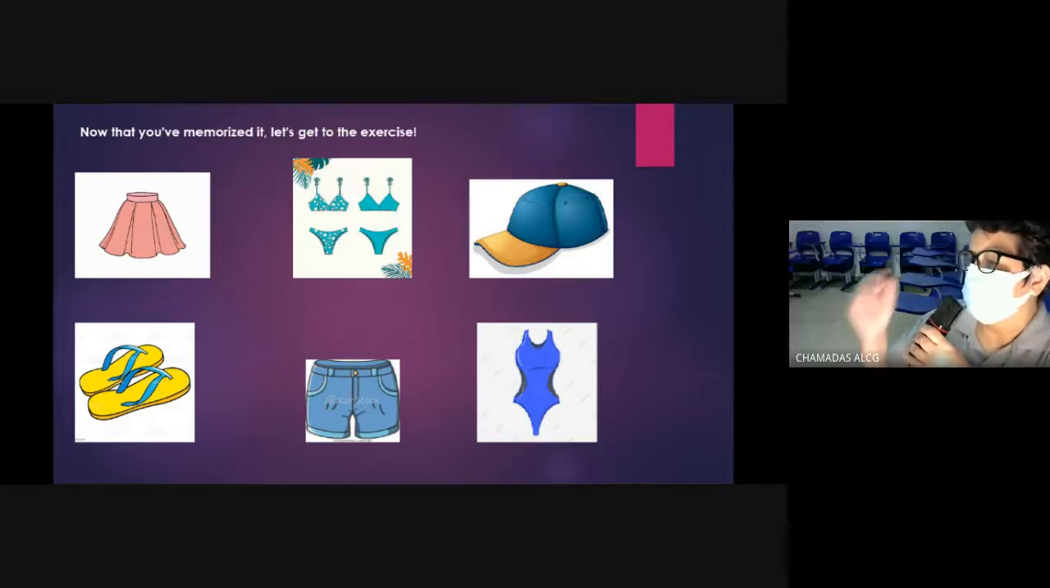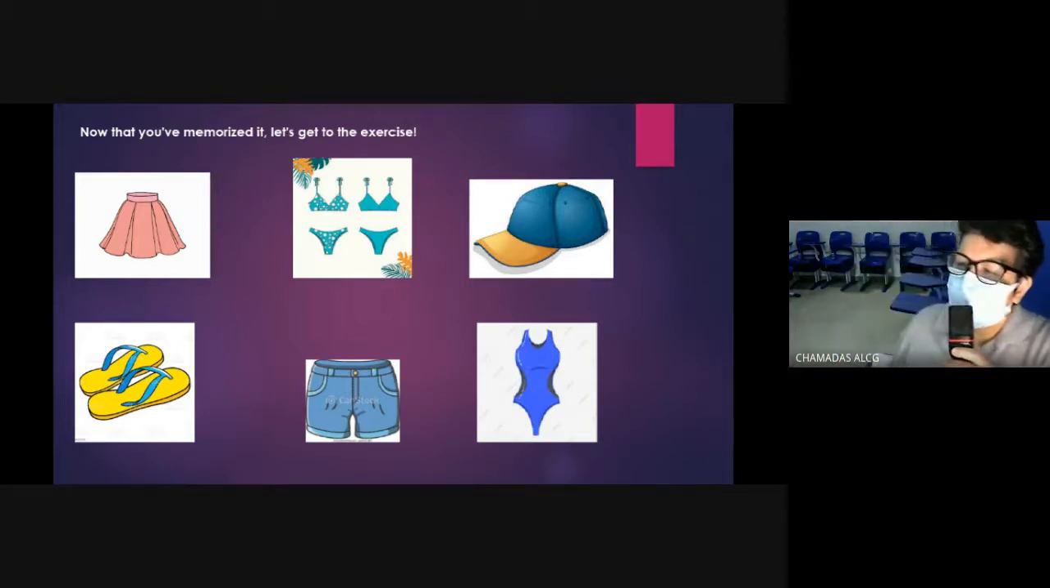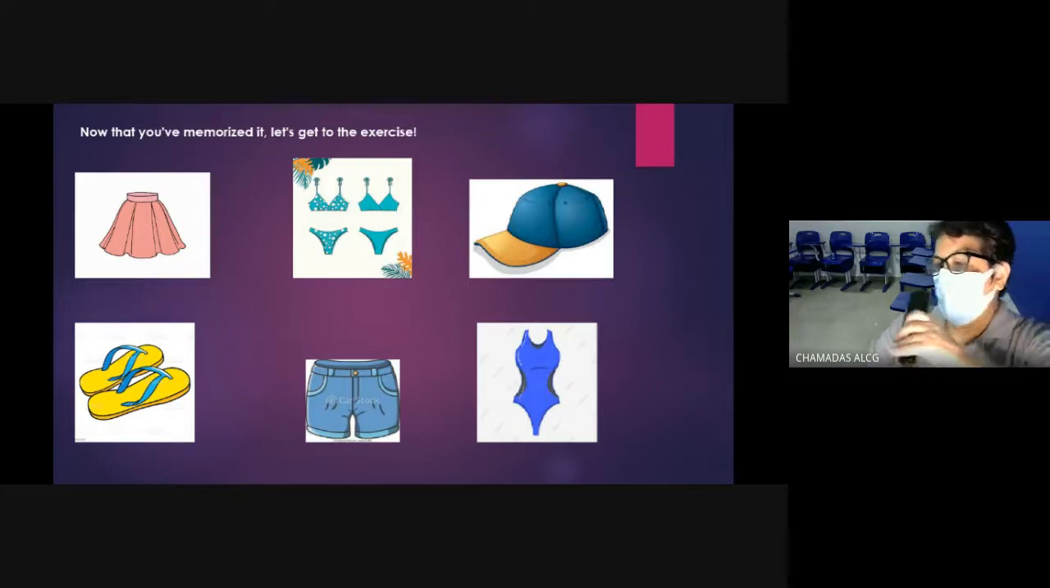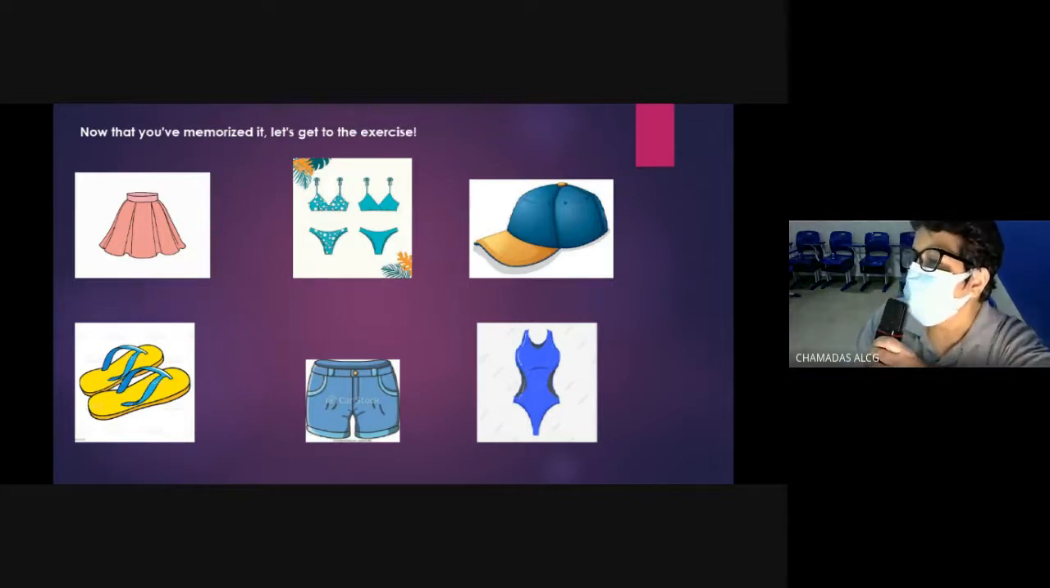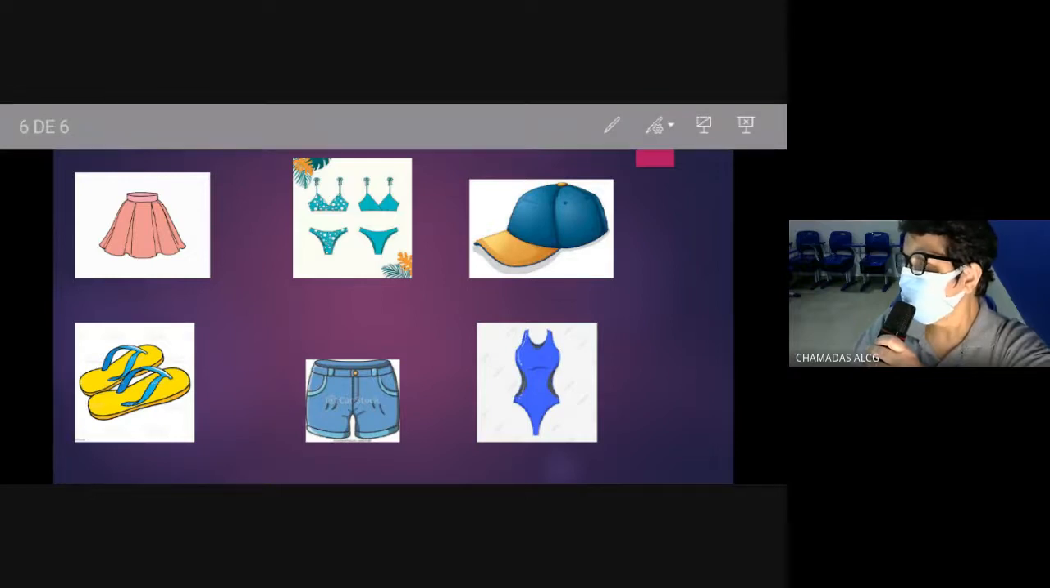Go ahead, Claudinha. Duda said, go ahead, Duda. Skirt. Very good. Go ahead, Claudinha. How do we say boné in English?